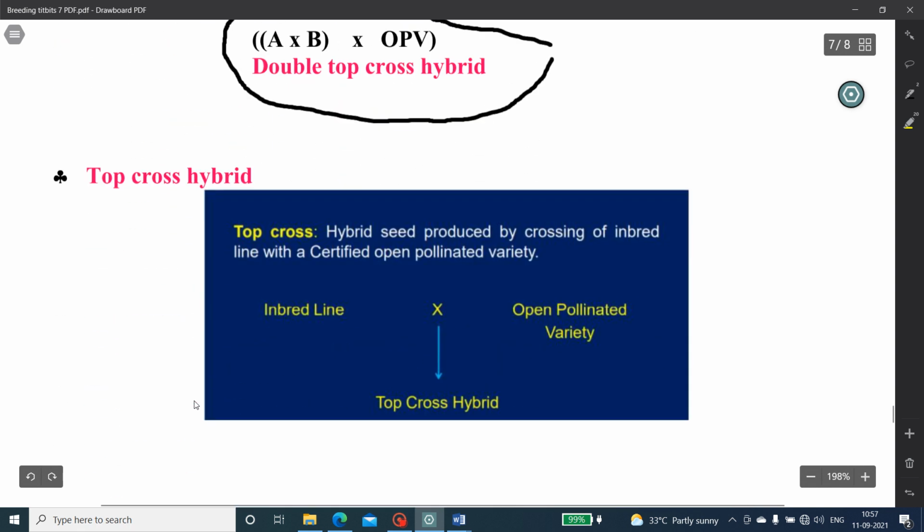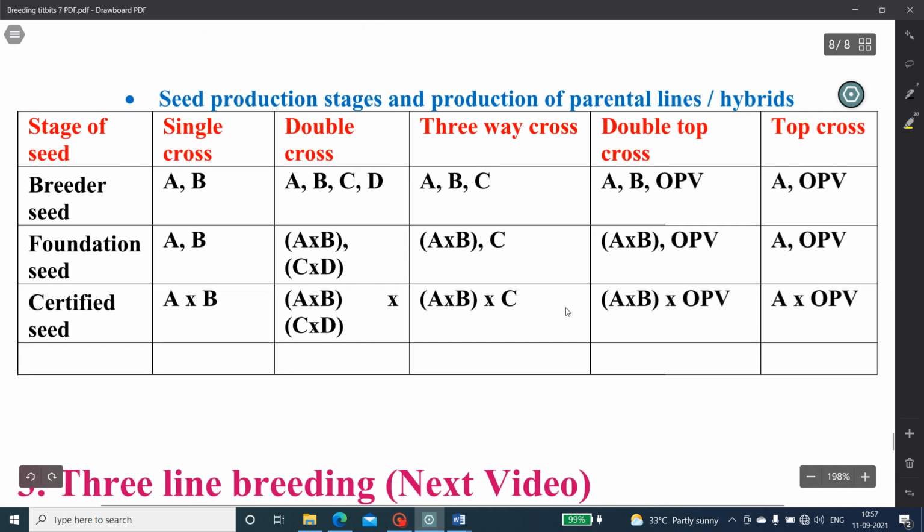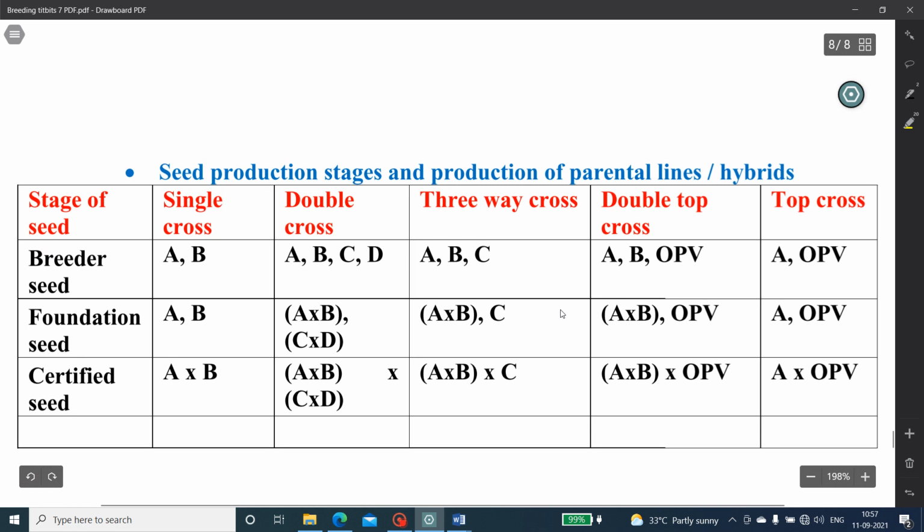Okay, and the last one is top cross hybrid. It is a hybrid produced by crossing of an inbred line with a certified open pollinated variety. Here you have to do detasseling, and if you cross inbred with open pollinated variety, you can get top cross hybrid. Now in this table we can see the different stages, the classes of seed production, and how it is being produced in different hybrids in maize.